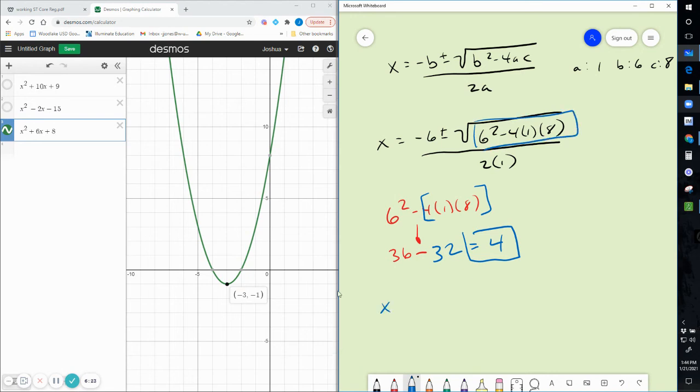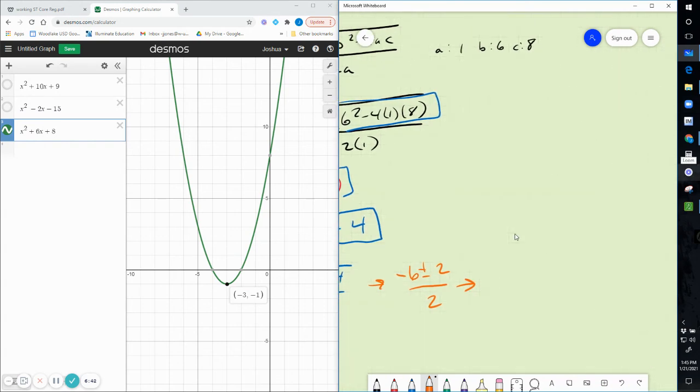Okay, so now you just rewrite the equation. X equals -6 plus or minus the square root of 4 divided by 2 times 1 is 2. Hopefully you know the square root of 4 is 2. So this turns into -6 plus or minus 2, all divided by 2. Now you can simplify this, and you can actually divide. So -6 divided by 2 is -3. 2 divided by 2 is 1. And now you just say -3 plus 1 and -3 minus 1.